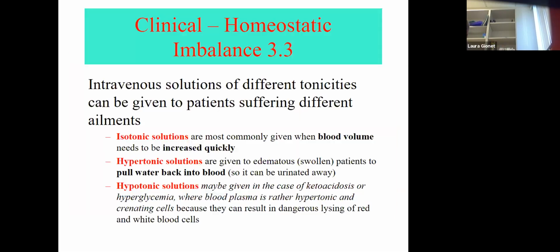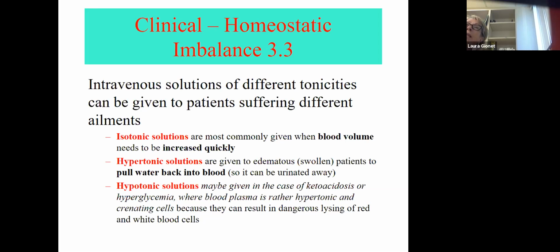But as things progress, or particular pathologies exist, and it might not necessarily be pathology, but some form of abnormal allocation of fluids within the body, you can use different intravenous solutions. So we're talking about a solution that we're going to put into the bloodstream to help affect or change where fluids are located in the body. Not something you're going to drink necessarily, but you're going to administer into the cardiovascular system. So intravenous solutions of different tonicities can be given to patients suffering different ailments, or issues.